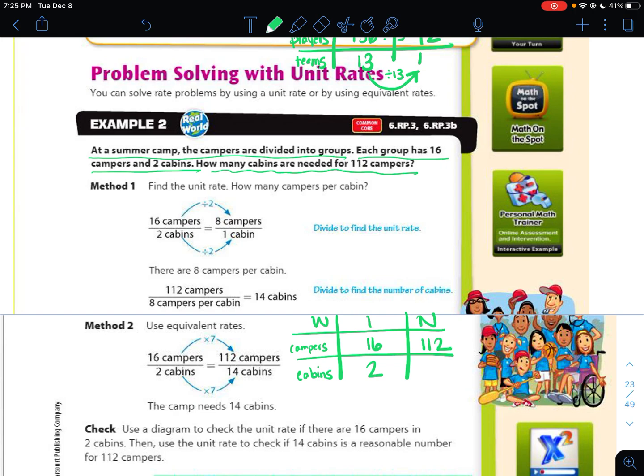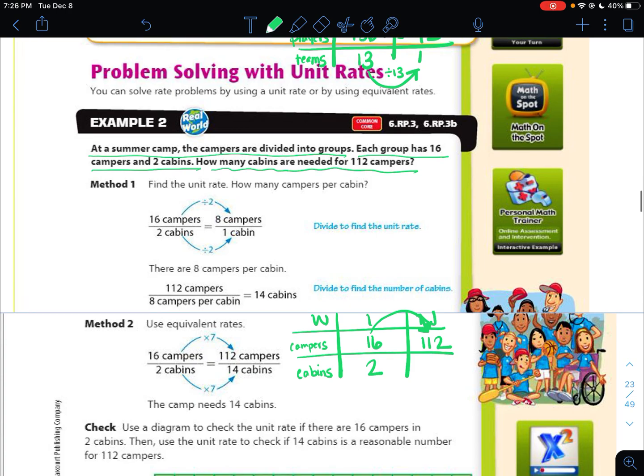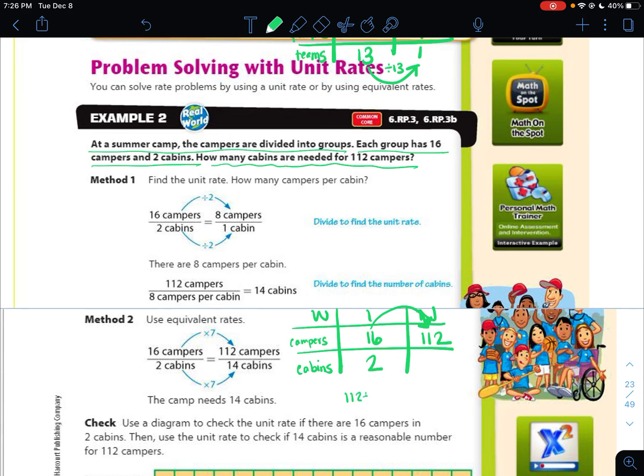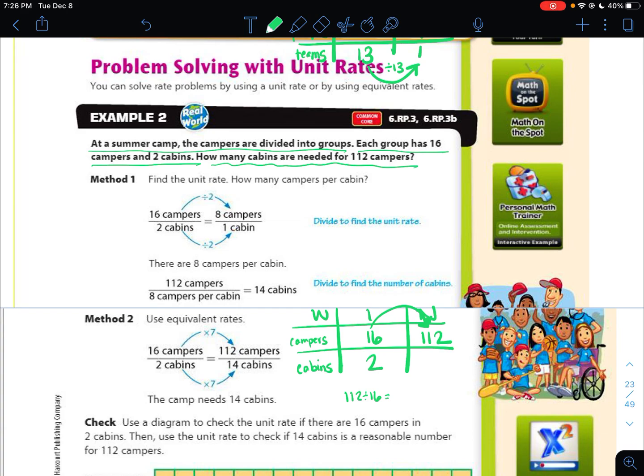So we need to ask ourselves, how do we get from 16 to 112? Most of you can probably not figure that out off the top of your heads. If you need to know what to multiply by, I would divide in reverse. Do 112 divided by 16 like I showed you yesterday, and you should get 7. So 16 times 7 gets us 112.